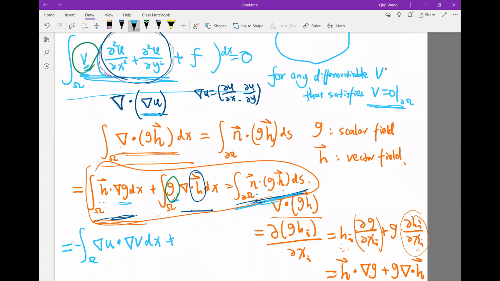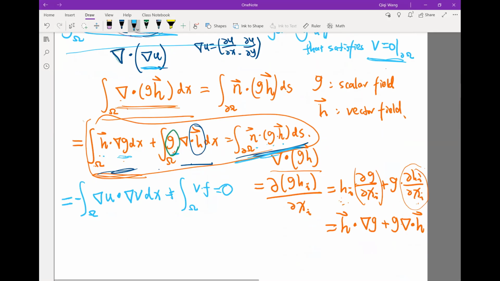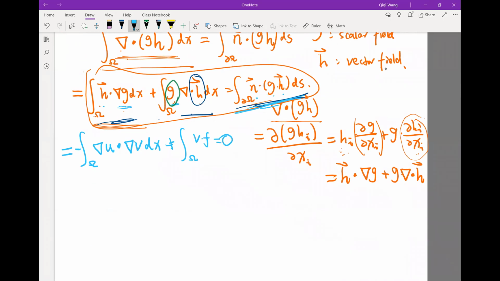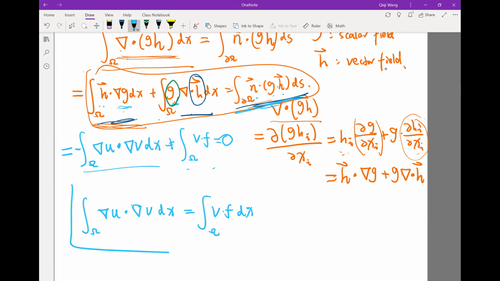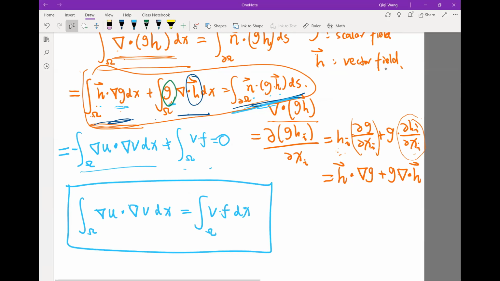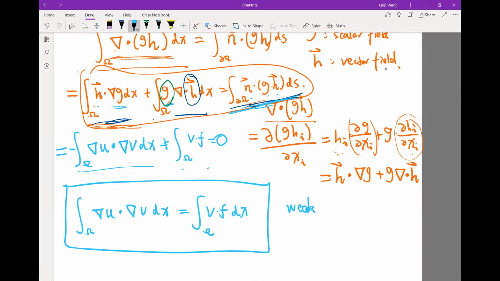So we can just keep writing the leftover term, integration of v f equal to 0. So the weak form is really this equal to this, right? Get rid of the minus sign. So the weak form is gradient of u dot with gradient of v dx equal to integration of vf. So we have derived our weak form of an equation in 2D.